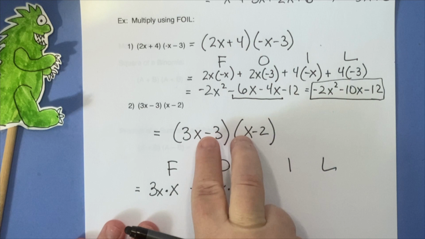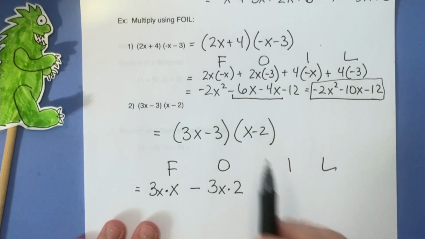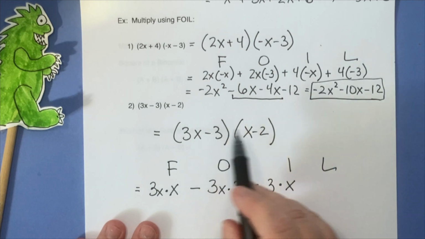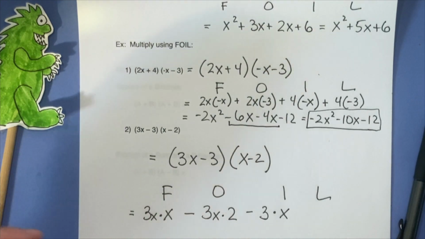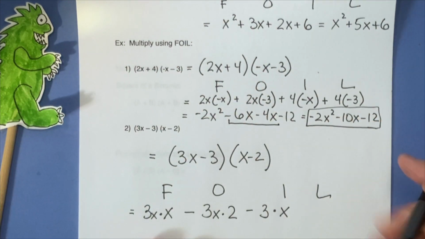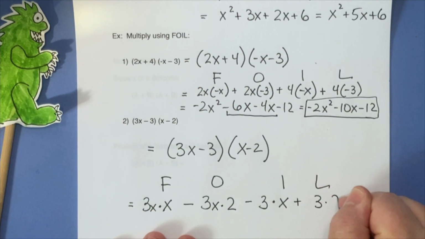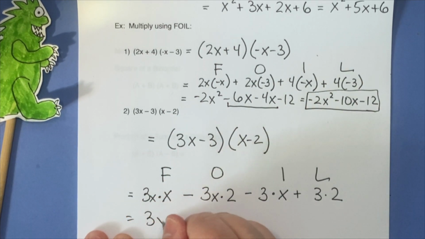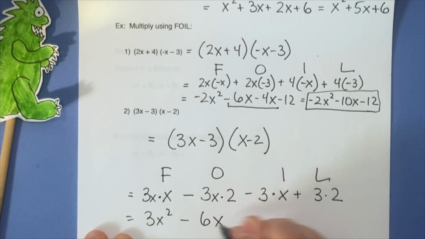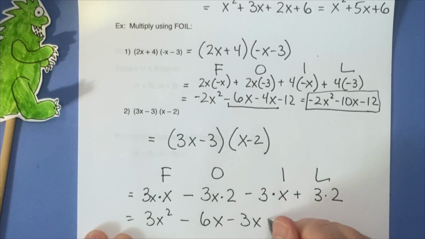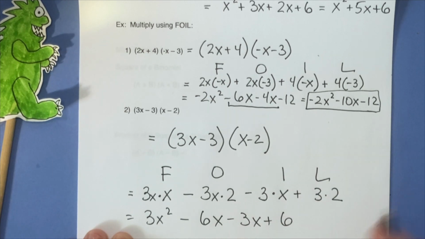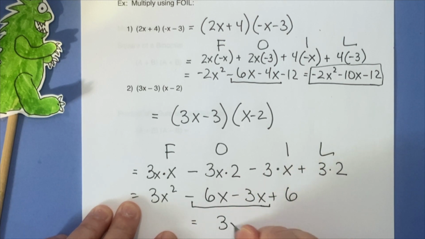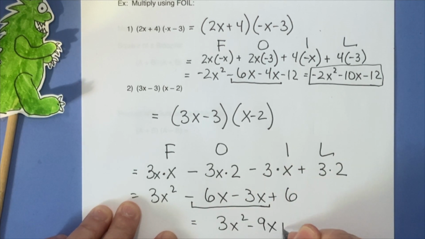Inner, the 2 middle ones. It's a negative 3 times an x, so it's a negative 3 times x. And then the last, a negative 3 times a negative 2. Oh, we slip. Negative times a negative is a positive. So plus 3 times 2. And again, you could write it like this if you like. So I get 3x squared minus 6x minus 3x plus 6. And so combining like terms in the middle, I get 3x squared minus 9x plus 6.